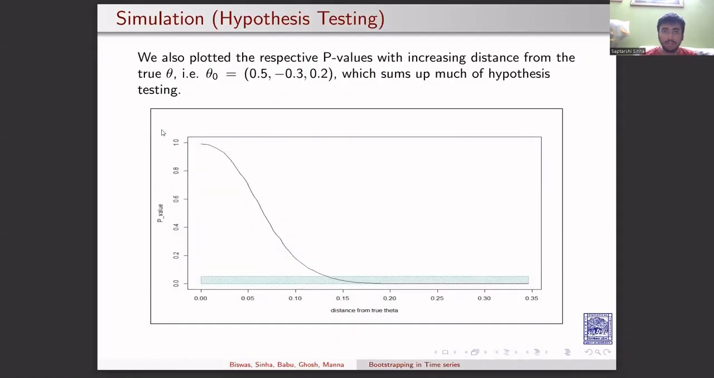Now we also plotted the p values as the distance from the true theta increases. This graph shows that as we move away from the true value of theta, the p values decrease very fast, and after 0.15 unit distance from the true theta, we can safely reject our hypothesis. So any theta which is 0.15 unit away from our true value will be rejected by the test.